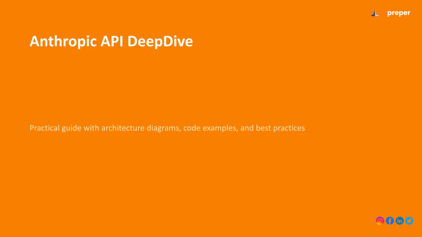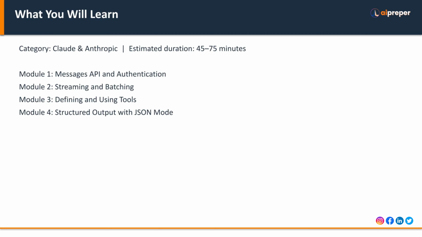Welcome to the Anthropic API Deep Dive, a practical guide featuring architecture diagrams, code examples, and best practices for working with Claude and Anthropic. This video, estimated to take 45 to 75 minutes, will cover four main modules: Messages API and Authentication, Streaming and Batching, Defining and Using Tools, and Structured Output with JSON mode.